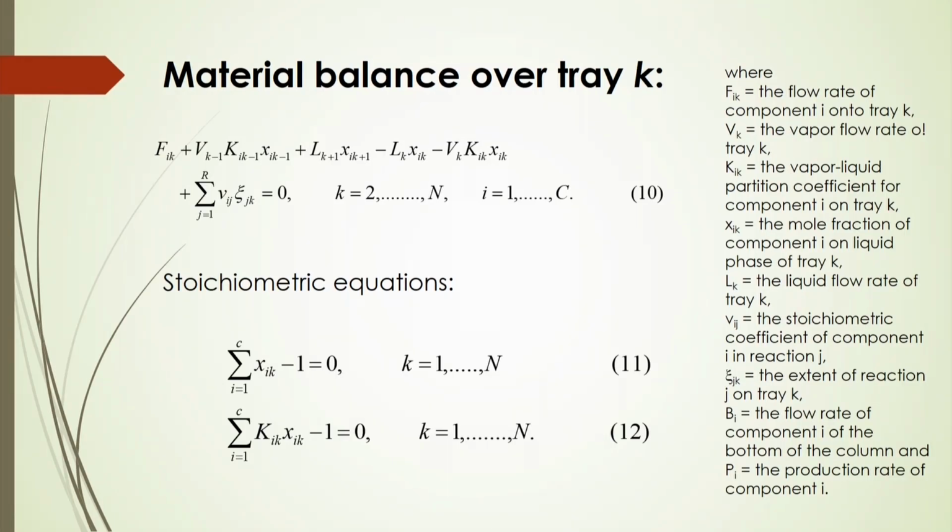This equation number 10 is giving the material balance over the tray K, and the stoichiometric equations that can be obtained are equation numbers 11 and 12 given in the slide. So, the summation of x_ik should be equal to 1, and the summation of K_ik into x_ik should be equal to 1. So, from equations 11 and 12, you can calculate the stoichiometric coefficients. And in this case, some notations are also given as per equations 10, 11, 12.